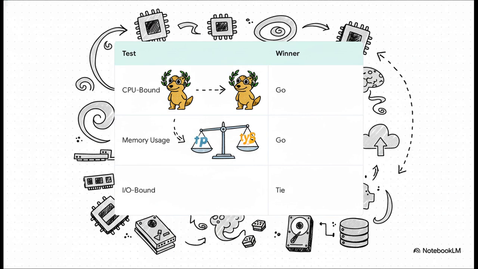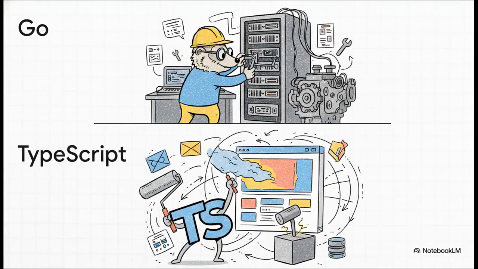So let's break down the final scorecard here. When it comes to CPU-heavy tasks and keeping memory usage low, Go is the undisputed champion, period. But for I/O-bound tasks, like handling tons of web traffic, it's pretty much a tie. So that's 2 decisive wins and a draw for Go. So here's the practical takeaway. If you're building a command line tool that's going to crunch a lot of numbers, or a high-performance microservice that needs to be super efficient, Go is your champion. No question. But if you're focused on full-stack development, you need to prototype and move fast, and your main bottleneck is just handling a ton of network requests, TypeScript is an absolutely excellent choice.